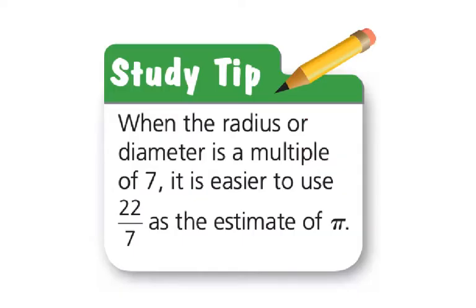So a tip for you guys. When the radius or the diameter is a multiple of 7, it is easier for us to use the fraction 22/7 instead of the decimal 3.14.